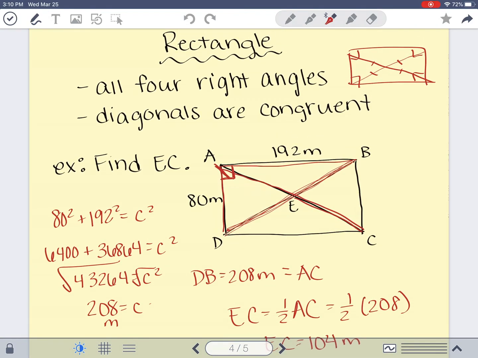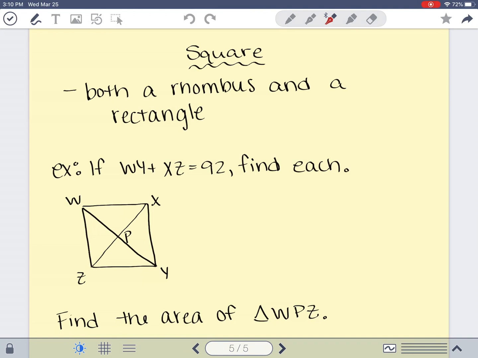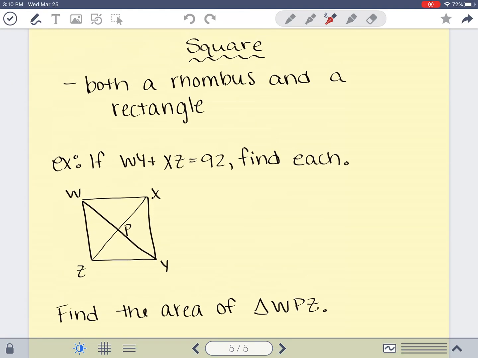All right, and looks like that is our only example for rectangles, which means we are on to squares, and we've only got two here. A square is both a rhombus and a rectangle. It's one of those weird things. A rhombus is not always a square, but a square is always a rhombus. And a rectangle is not always a square, but a square is always a rectangle.